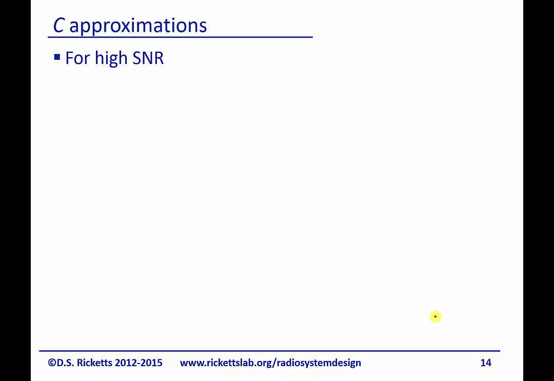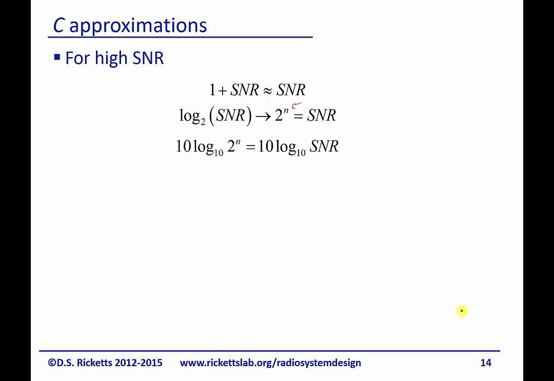Now, there are some approximations you can make for higher SNR, and it allows you to make quick calculations of Shannon's theorem like you might do for a quiz. First off, we can approximate 1 plus SNR as SNR itself. And now what we're going to do is note that log 2 of SNR is really just solving for n. We want to know what the number is, 2 to the n, that gives us the value of SNR. So really we're trying to solve for this n.